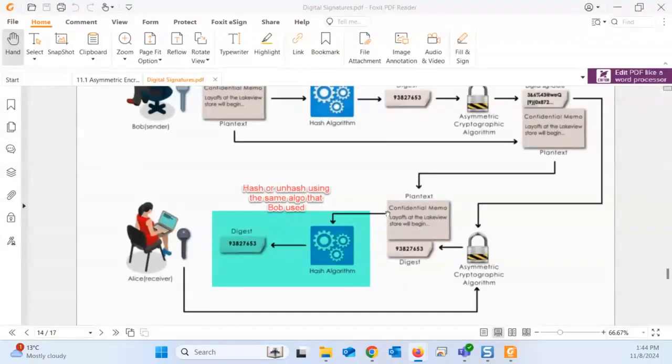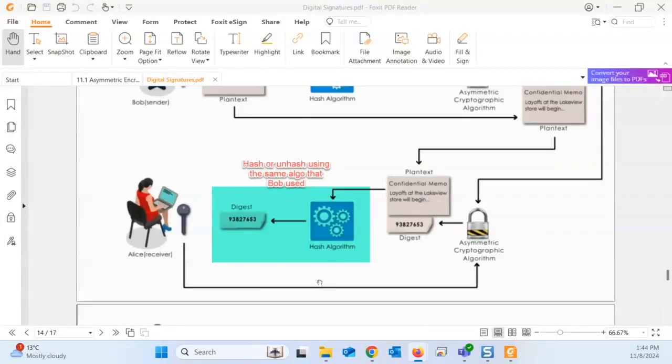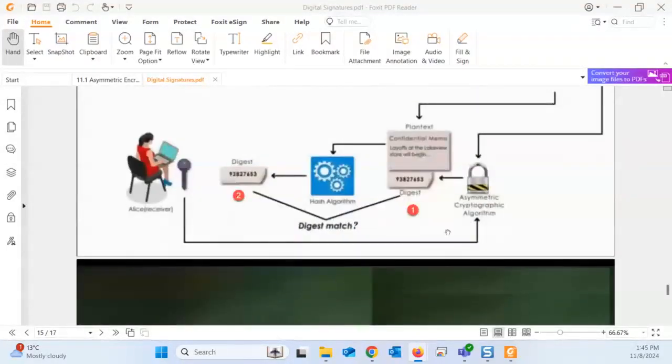Now with this message that she received, she will apply the hash algorithm to it, and the hash algorithm that he used to generate this digest will now regenerate the hash, the digest again. And if both digests, the one generated with the hash algorithm and the one she got with the asymmetric cryptographic algorithm, are the same, that's why I put 1 and 2, this confirms that this message was sent by Bob.